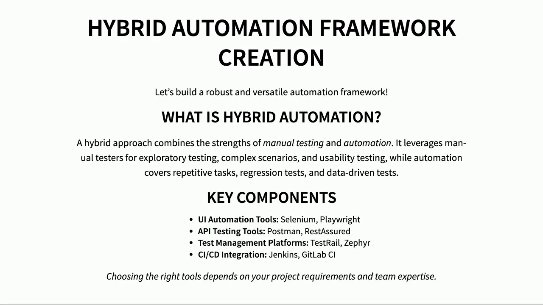Okay, so let's talk about building a strong foundation with our automation framework. We're going for a hybrid approach. That means we'll be using both manual testing and automated tests together. Think of it like this: human testers are great at finding unexpected issues and dealing with complex user flows, while automation handles the repetitive stuff like regression tests and ensuring everything works consistently.